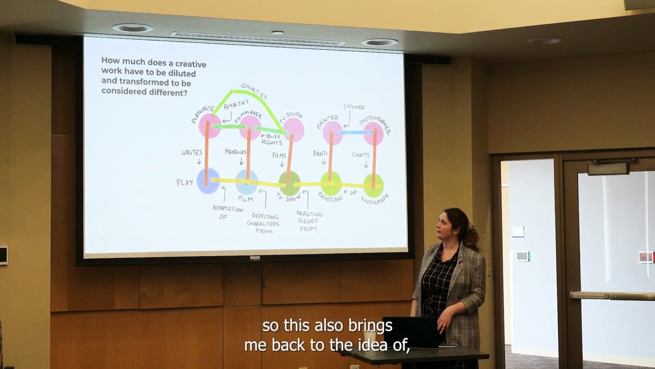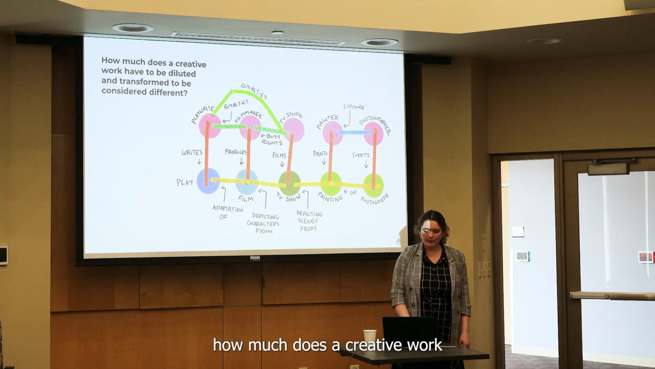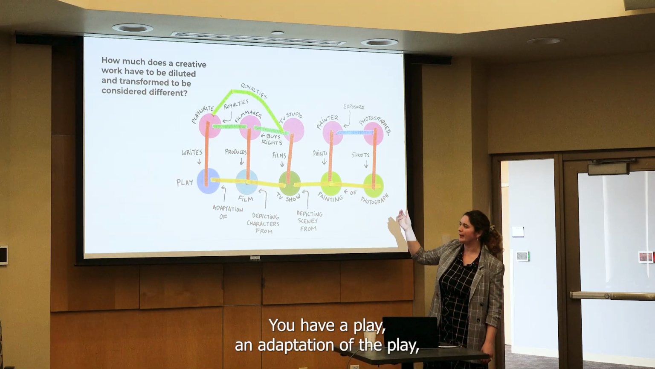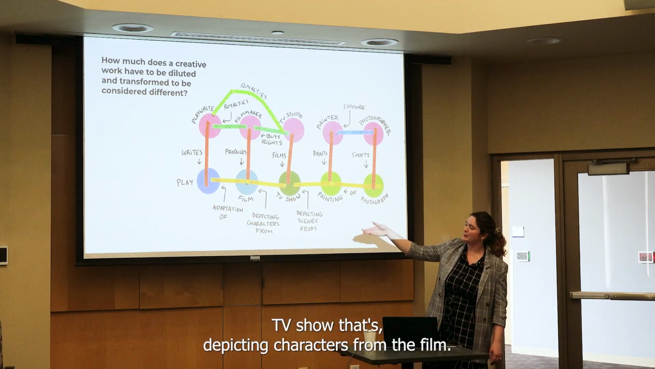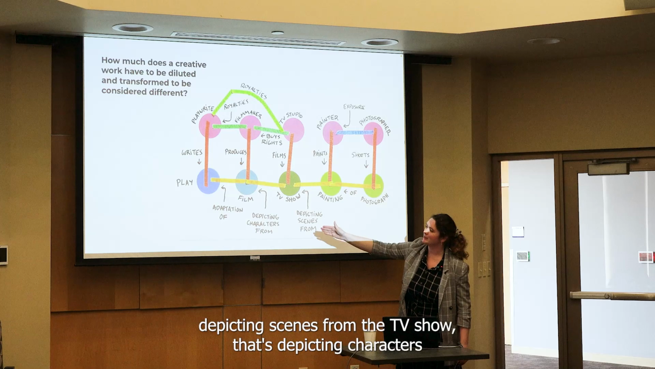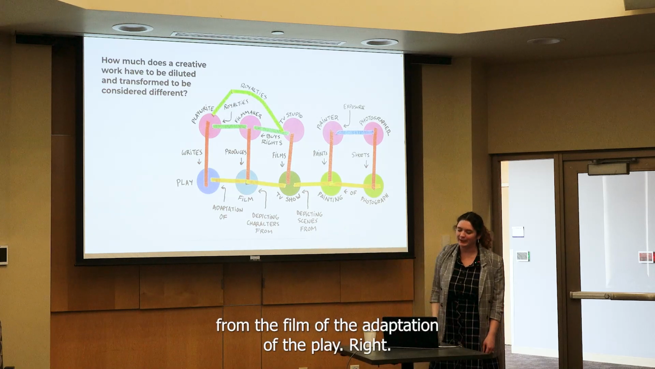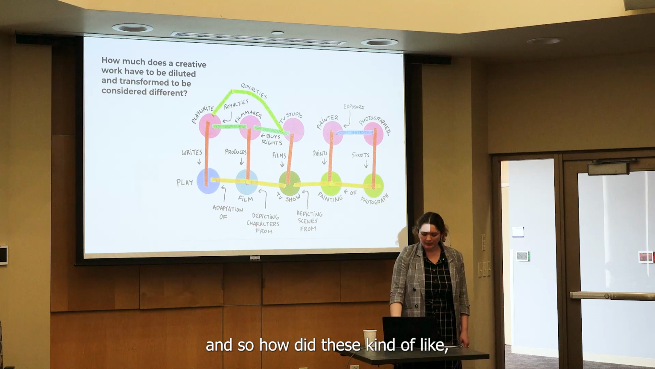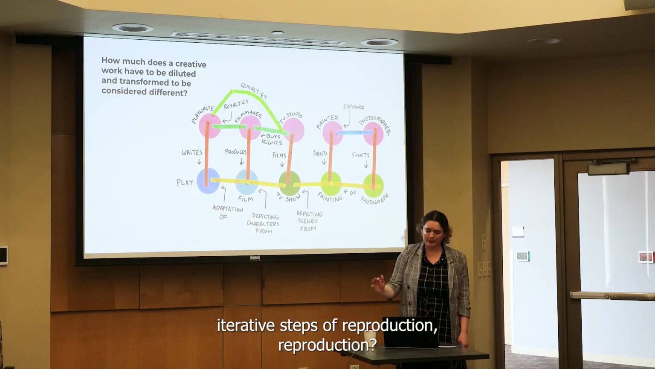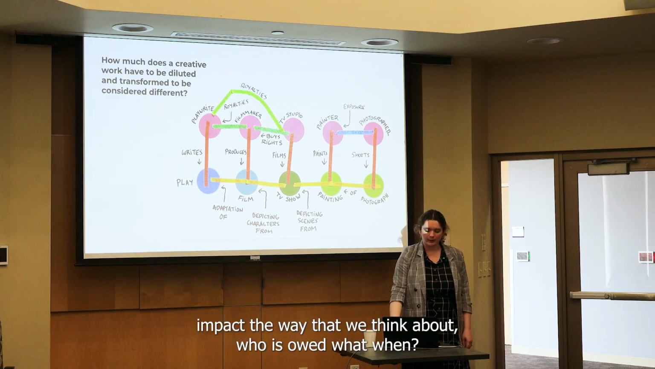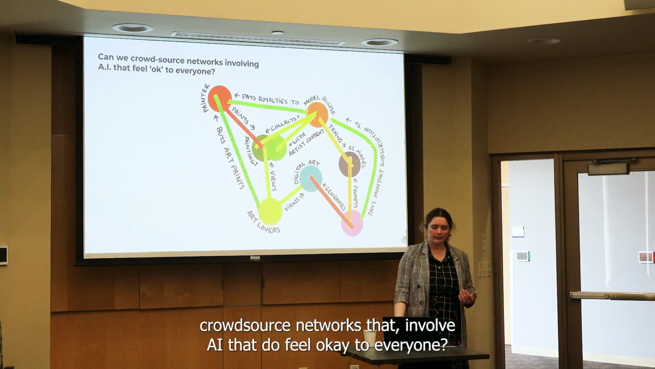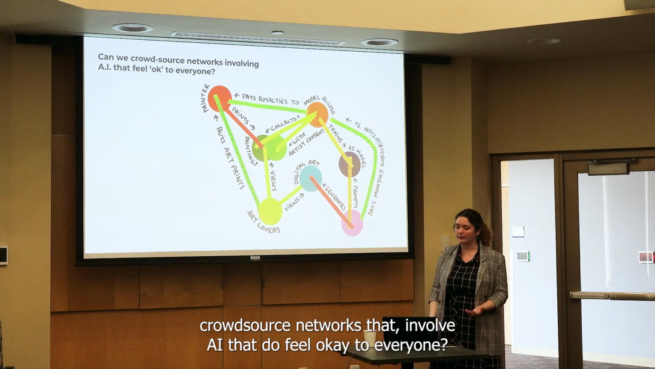So this also brings me back to the idea of how much does a creative work have to be diluted and transformed to be different, right? You have a play, an adaptation of the play, a TV show that's depicting characters from the film that's an adaptation of the play, a painting that's depicting scenes from the TV show that's depicting characters from the film of the adaptation of the play, right? And this goes on and on and on. So how do these iterative steps of reproduction impact the way that we think about who's owed what when? And so my question is, can we crowdsource networks that involve AI that do feel okay to everyone?